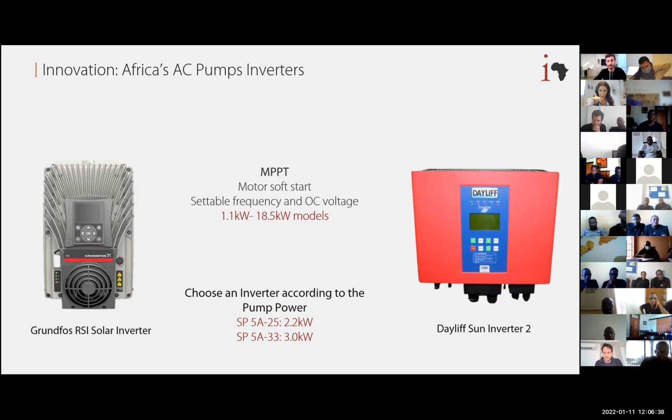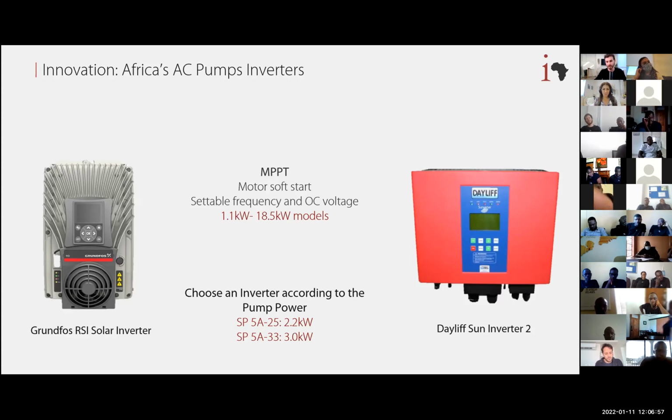Now we know we need to choose an inverter, and the name is very simple: RSI 2.2, Daylif 2.2, very simple. For the 5A33, if you look at the specification, it will say P2, the power is 3 kilowatts. So we need an RSI 3 kilowatts, okay?